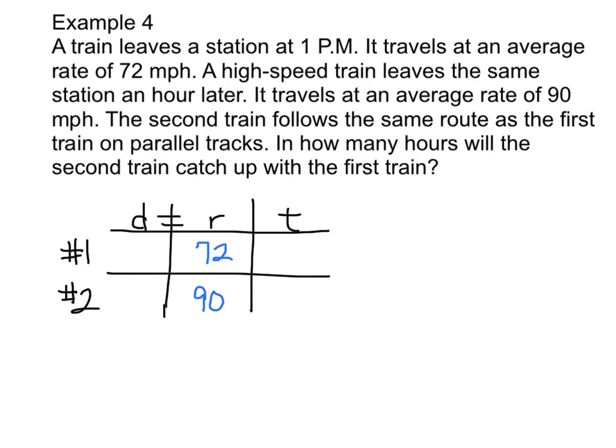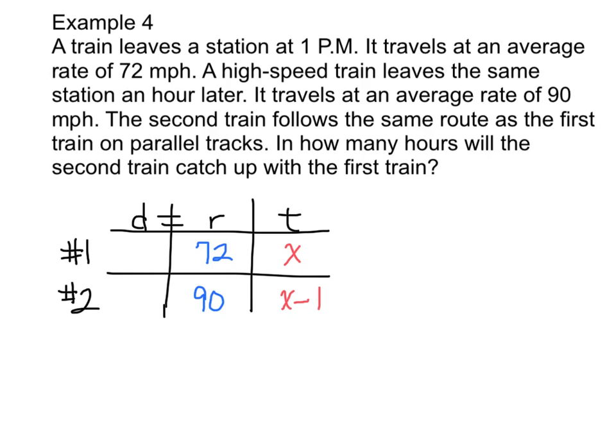Well, what we don't know is time. But here's what we're going to do. The first train leaves at 1 p.m. Well, that's not how long it's been traveling. It's just time. We don't know that. So we're going to let this be X. But then the second train leaves an hour later. So if the first train, let's say, was traveling 3 hours, how long has the second train been traveling? 2. Because it left an hour later, it's going to be traveling 1 less. So we know that the second train is going to be traveling 1 hour less because it left later.